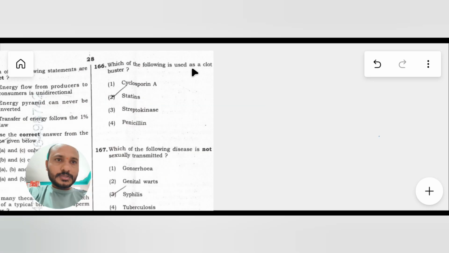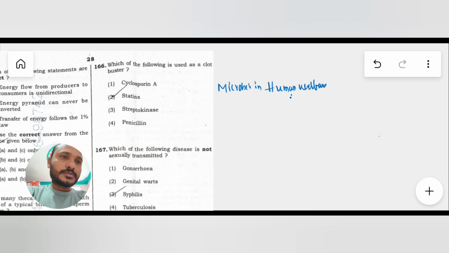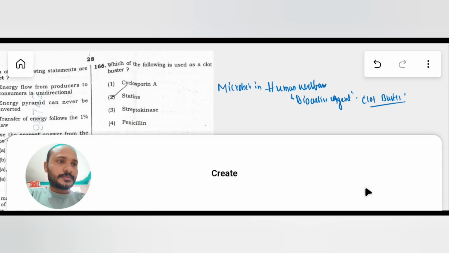Which of the following is used as a clot buster? So this question is from microbes in human welfare. In this topic they mainly focus on microbes used as bioactive agents, in which this question is framed. So which bioactive agent is used as a clot buster? Your question, clot buster. Right. So here let's start some explanation.